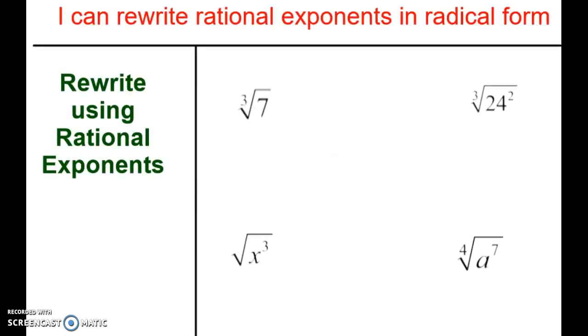Okay, so what if we went the other way? Rewrite it using rational exponents. Now I'm given a radical. I know that it's going to be 7 raised to a power. I don't see it, but there's a 1 on that 7. The root is 3, so this is 7 to the 1/3. Here I get 24 to the 2/3.